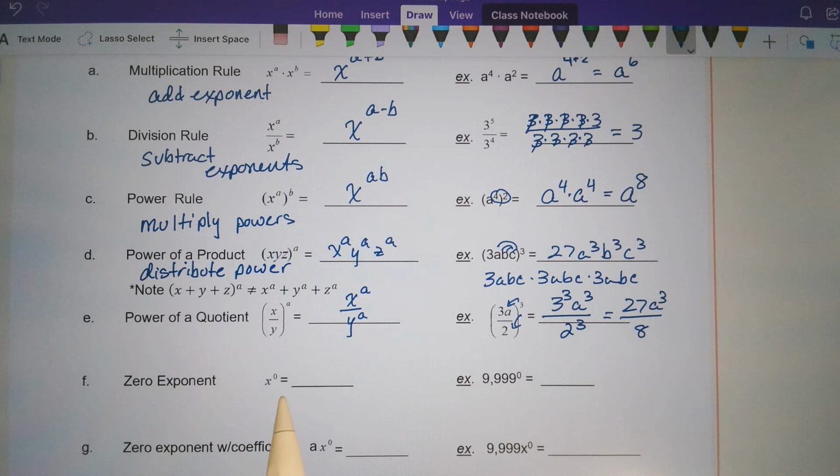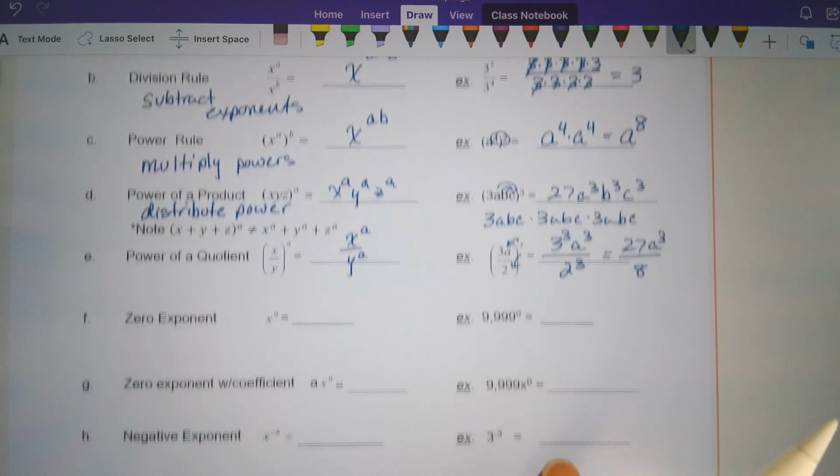Now this distributing the power only works when you have a product or a quotient raised to a power. It does not hold true if you had a sum or a difference, right? x plus y plus z raised to the power of a does not equal. You do not distribute over addition or subtraction. Only distribute over multiplication or division.